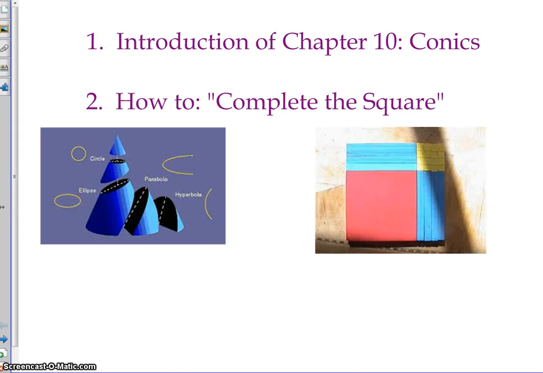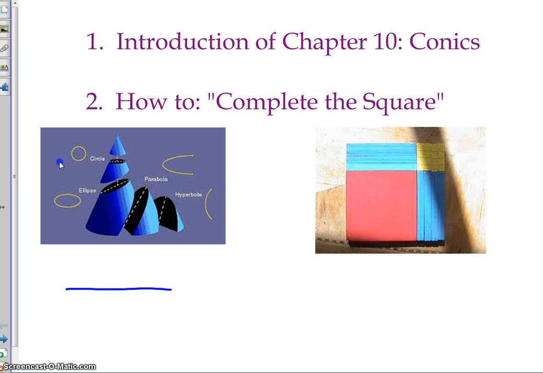Okay, today we're going to do an introduction on, first of all, conics. We're going to be talking about conics in this chapter 10. And there's four different kinds of conics. One is a circle. And you can see here, if you take a cone, and that's where conics come from, and do a horizontal cut through it, you're going to get a circle. All right, so you can see from this picture, what you see is a circle.